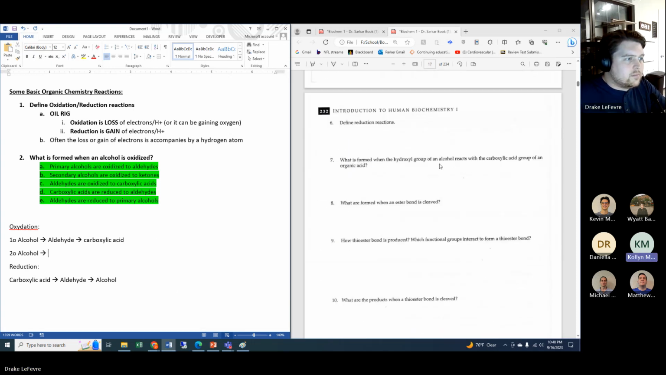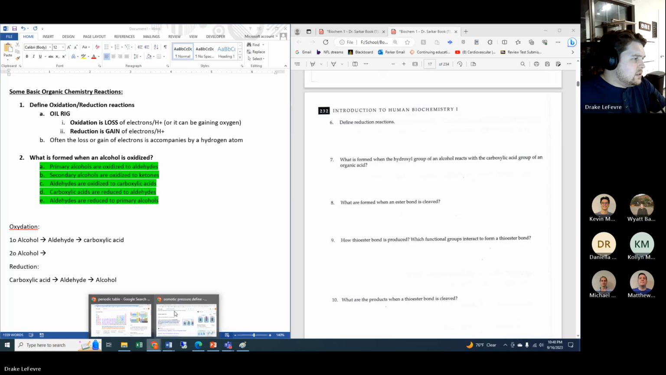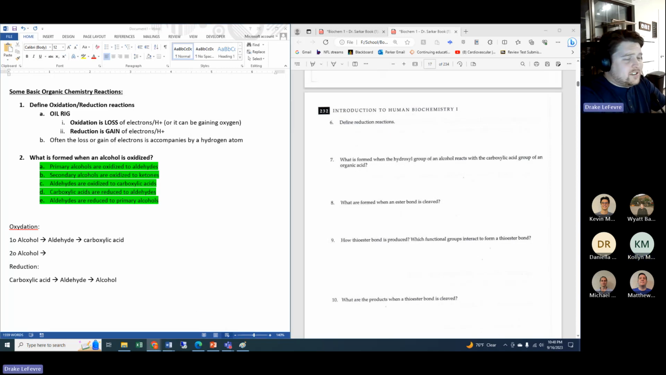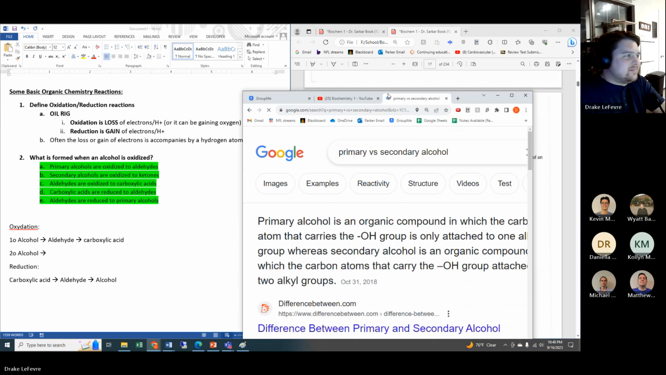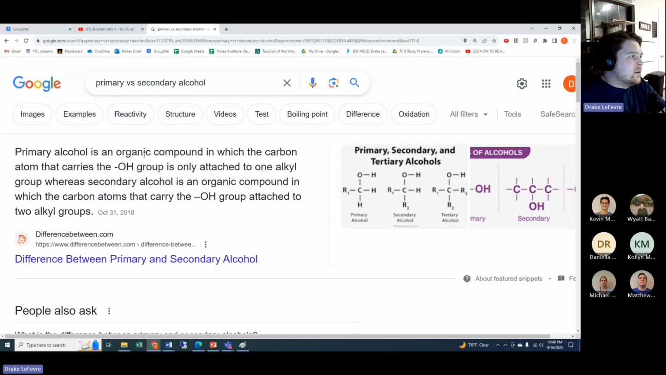Do we need to know the difference between primary and secondary alcohol? I don't know the difference, so maybe. Let's find out. Primary alcohol is an organic compound in which the carbon atom that carries the OH group, there's our alcohol functional group, is only attached to one alkyl group, whereas secondary alcohol is an organic compound in which the carbon atom that carries the OH group is attached to 2 alkyl groups. Cool.